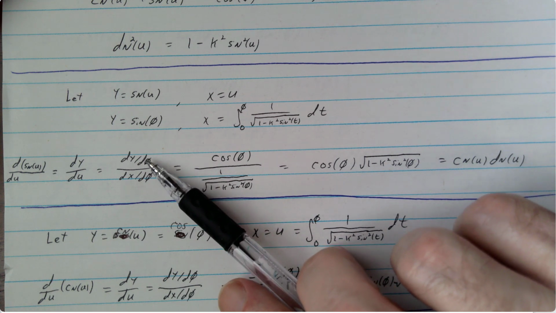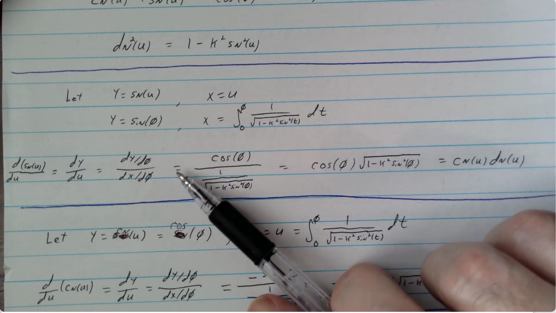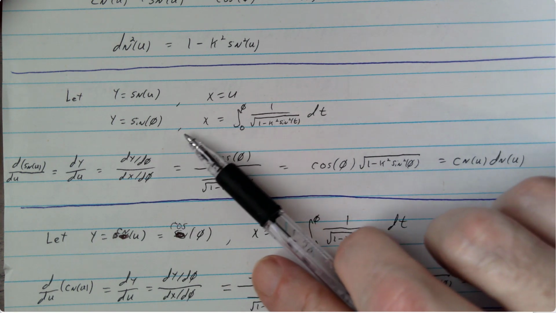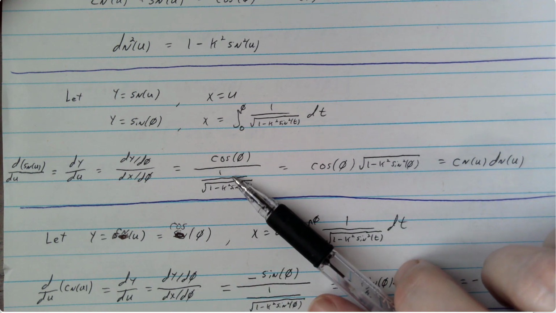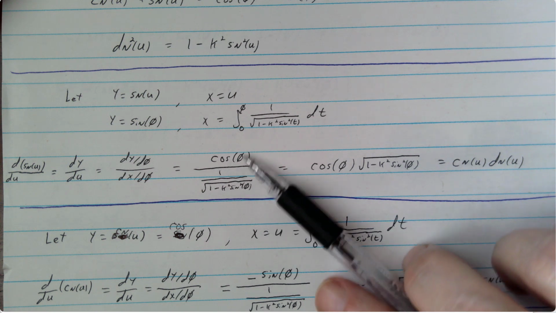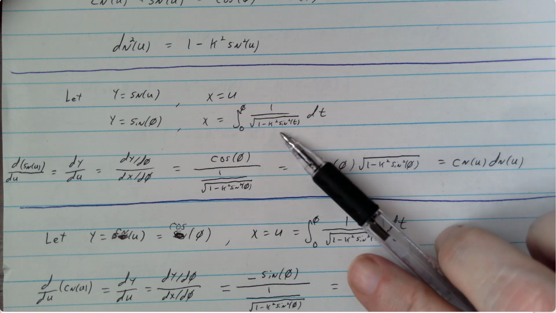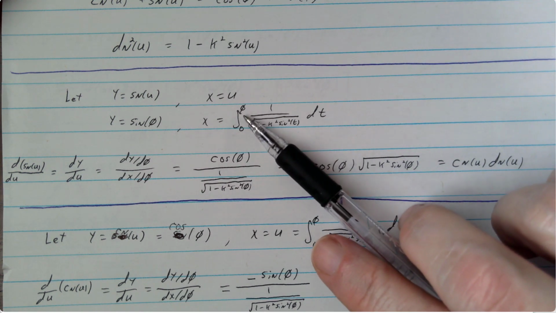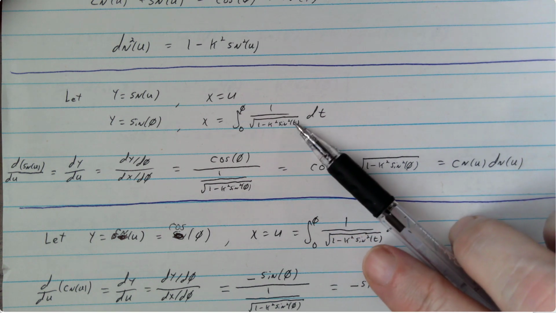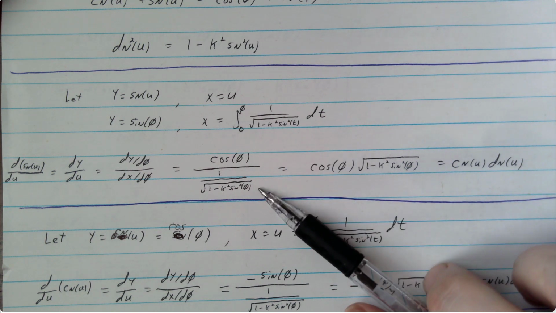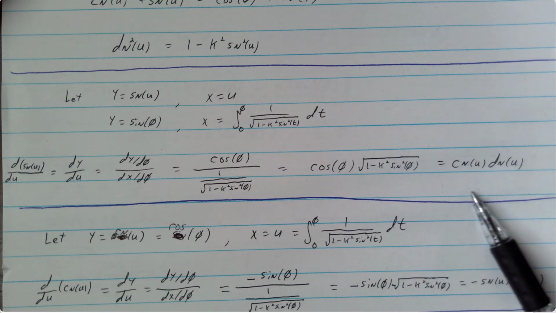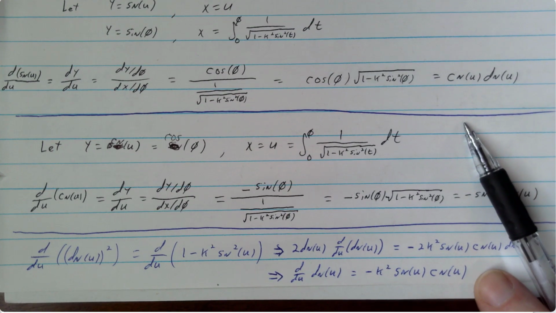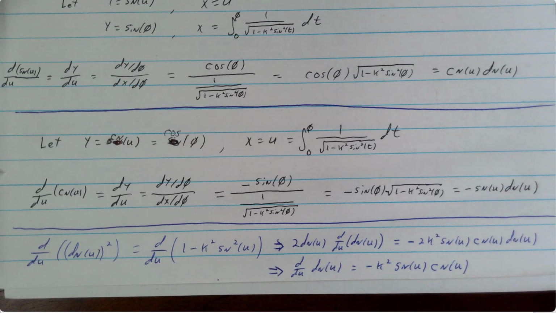So just do dy d phi over dx d phi by the chain rule. And then since y is sine phi, I'll get cosine phi, and dx d phi right here. So if you take the phi derivative of this by the fundamental theorem of calculus, it'll be just 1 over this square root. Plug the phi in for t. So it'll be that. And flip this up, and that's the definition of dn u. So you can get the derivatives this way as well.